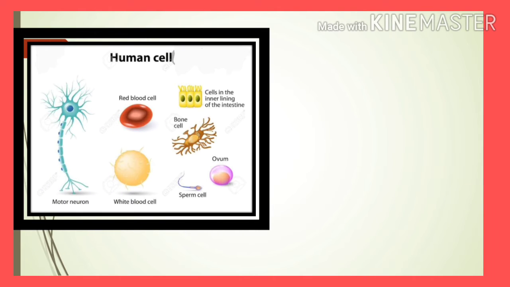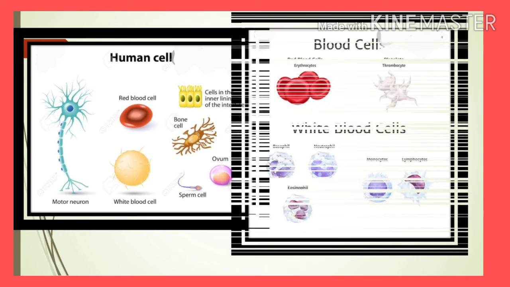So children, now let us see about the different types of tissues present in human beings. Human beings belong to animals, so animal cells. So here you can see different types of cells: the neurons, white blood cells, red blood cells, bone cells, sperm cells, ovum, cells in the inner lining of the intestine.